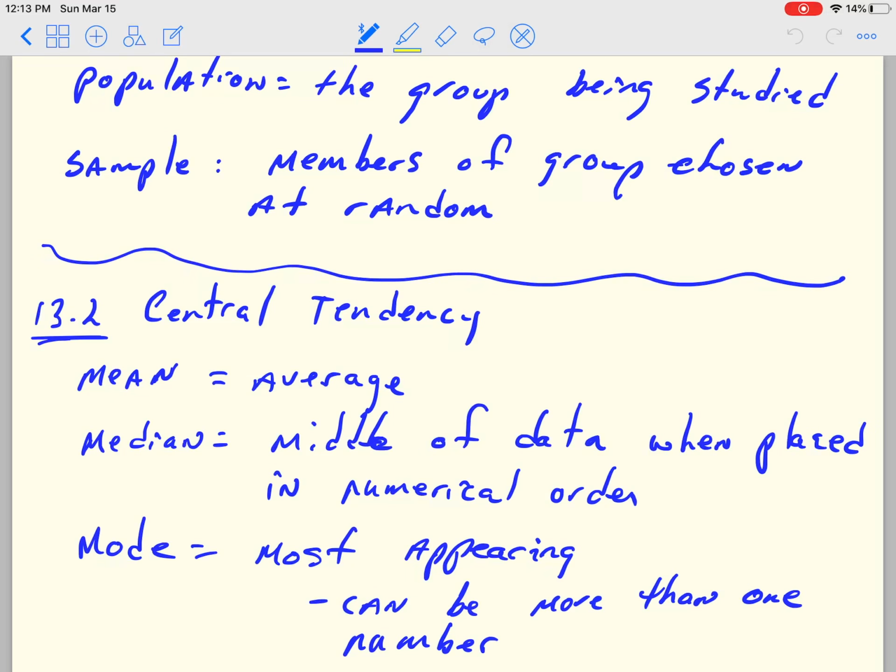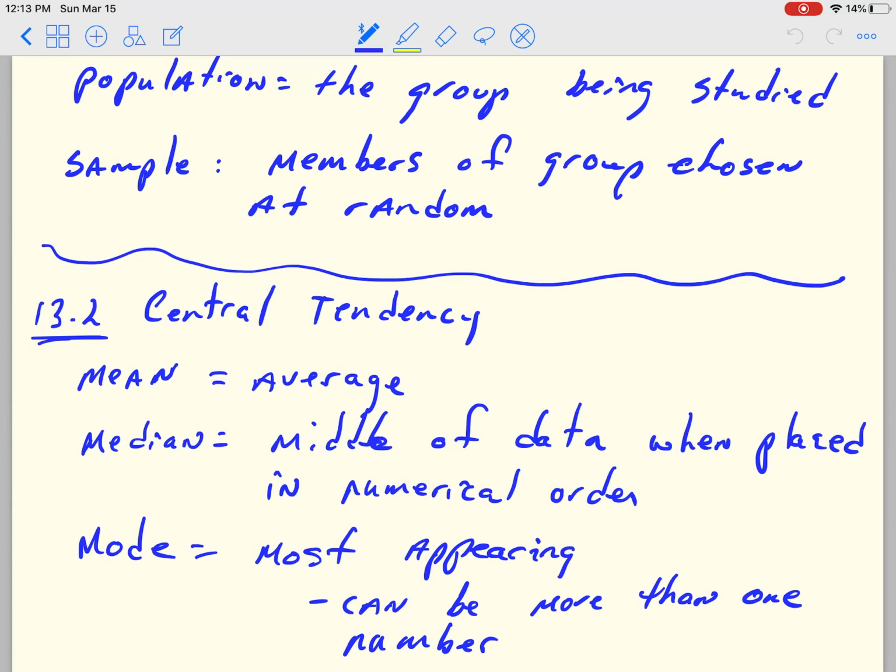All right, so for 13.2, central tendency, you have mean, median, and mode. Remember that mean is the average. You take all of your numbers, add them up, and divide by the total numbers that you have. If you had 10 numbers to add up, you would divide by 10. That number would then be your average or your mean.